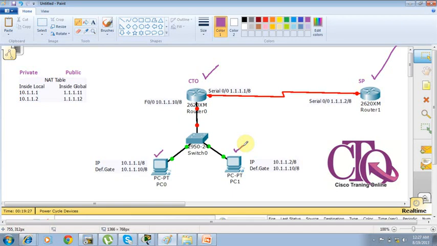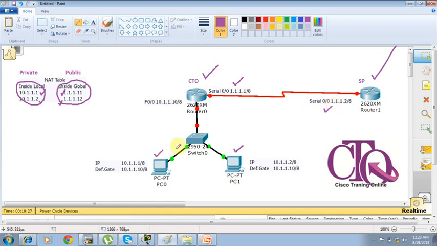So after the configuration of NAT, what will happen is that I will translate this 10.1.1.1 into 1.1.1.11 and 10.1.1.2 into 1.1.1.12, because these are the private IP addresses and NAT will translate these private IP addresses into this global or public IP address. Here you can see these are the public IP addresses 1.1.1.11 and 1.1.1.12. They are also configured on the router's serial interfaces.